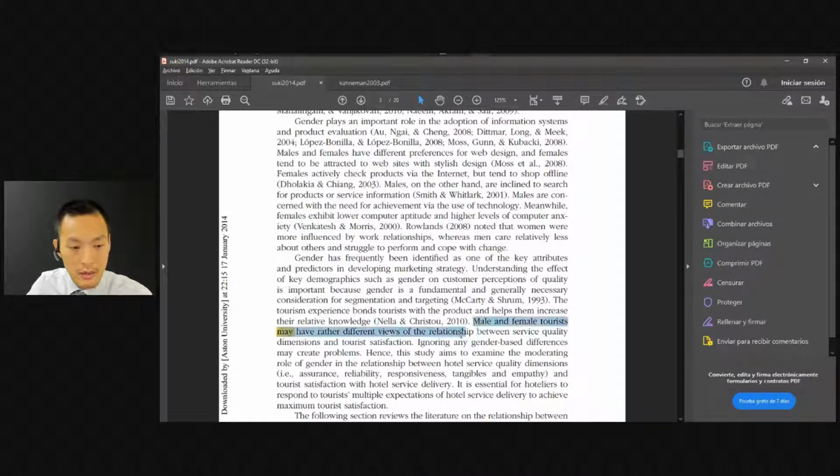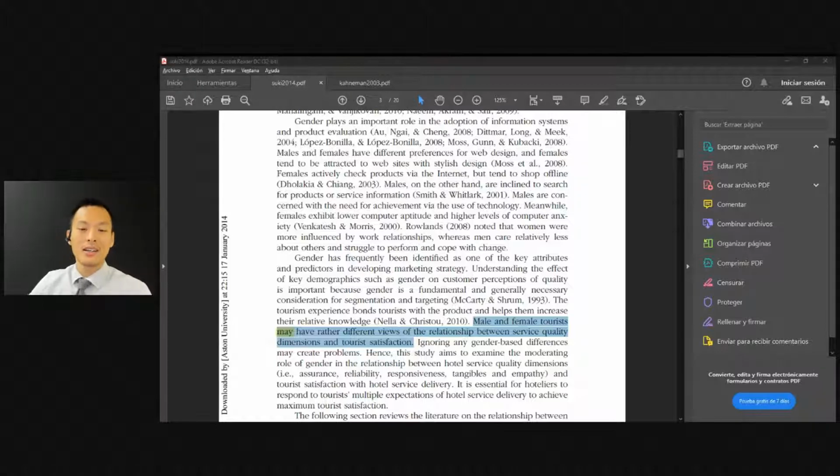This one said male and female tourists may have rather different views of the relationship between service quality dimensions and tourist satisfaction. But no reference. Right? That paragraph just said males and females may have different views, with no reference. So what does that say about the current status of research so far? It says that nobody has ever pinpointed the effect of gender on the connection between service quality and tourist satisfaction.